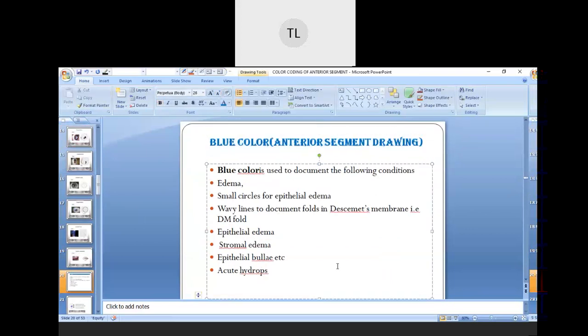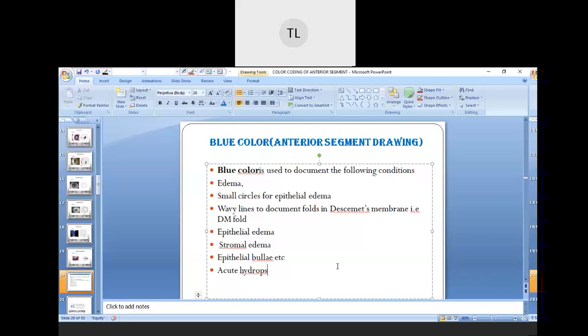The next color that we are going to talk about is the blue color. Basically this blue color is used to document the following conditions, which are related to water. The following conditions include edema, that is swelling, or any small circle for epithelial edema. Next we have DM folds, that is in your Descemet membrane. DM folds are wavy lines that we see in the Descemet membrane. Next we have epithelial edema, then stromal edema, epithelial bullae, and then acute hydrops. This acute hydrops is also seen in keratoconus patients.